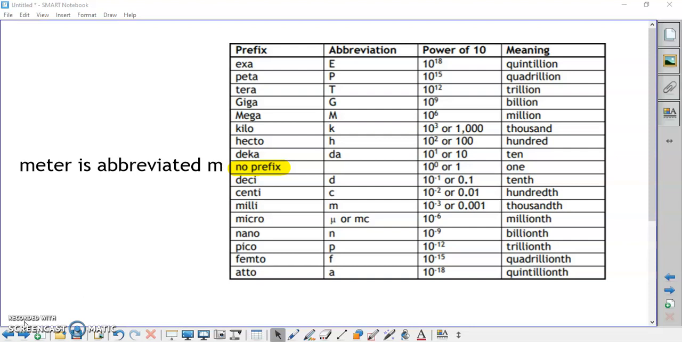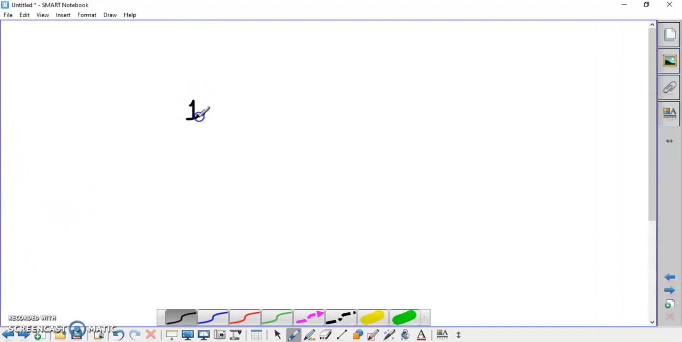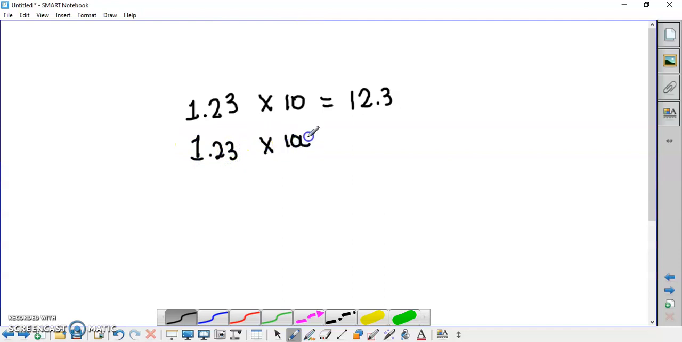The beauty of the metric system is that it's so easy to convert from one measurement to another. That's because the system is a base 10 system. You know from scientific notation that when you multiply by 10, you move the decimal one place to the right. For example, 1.23 times 10 equals 12.3. 1.23 times 100 equals 123. And so multiplying by tens, hundreds, thousands, millions is just a matter of moving the decimal.